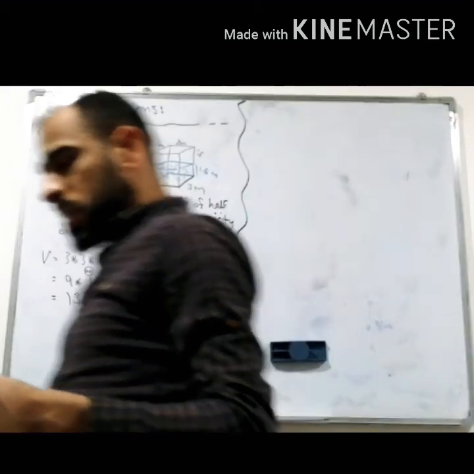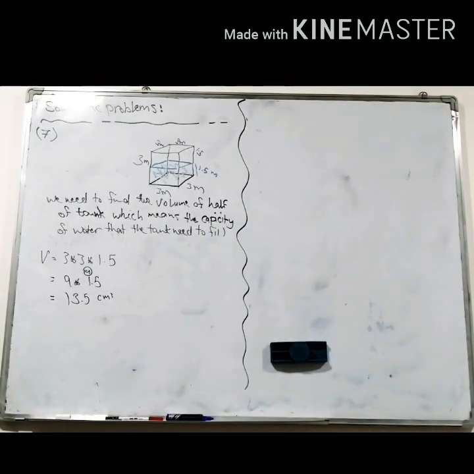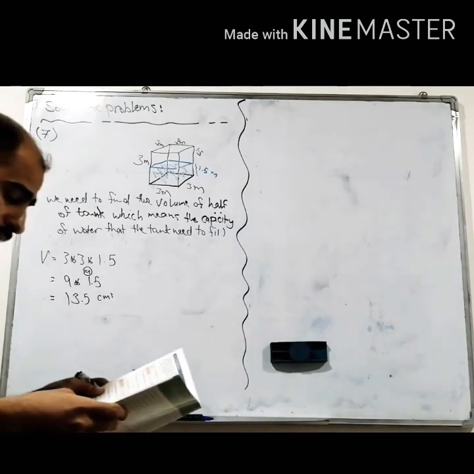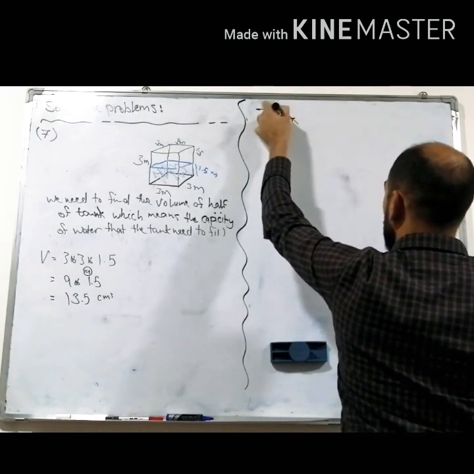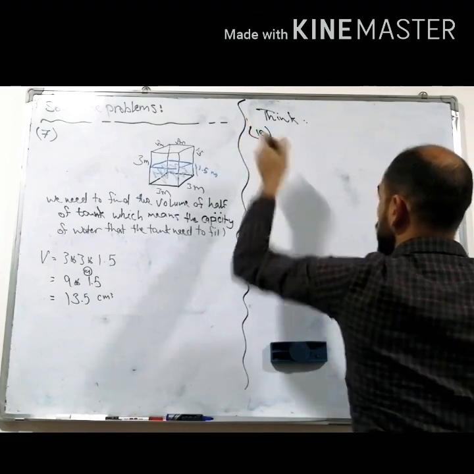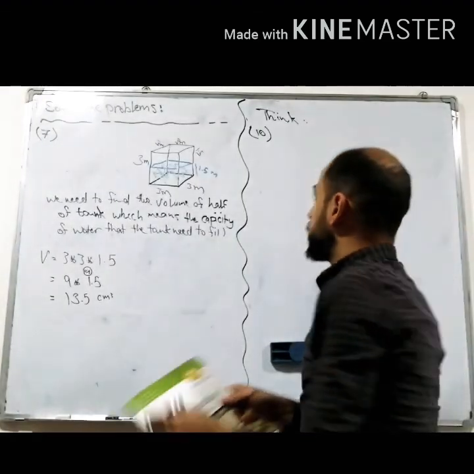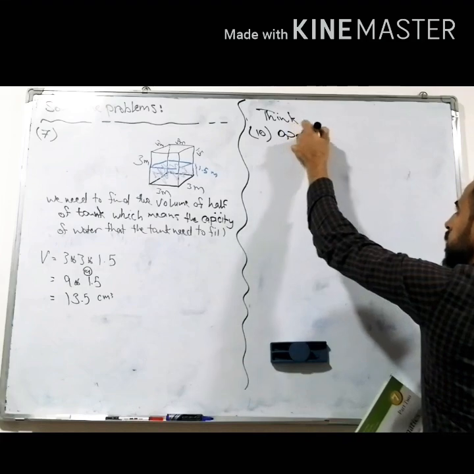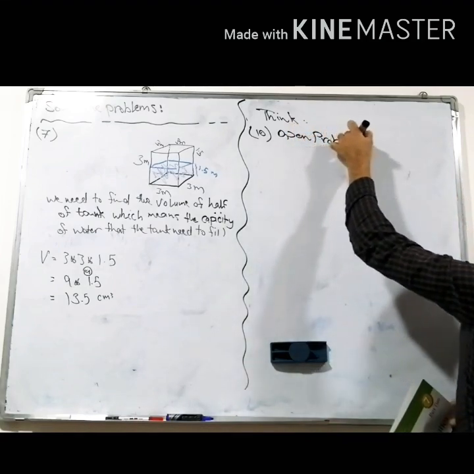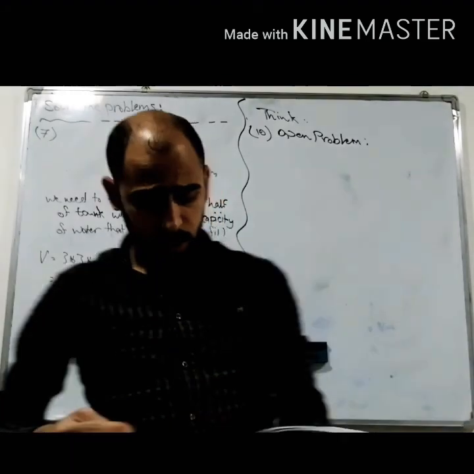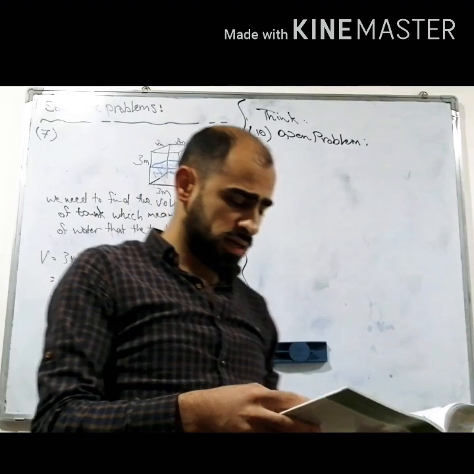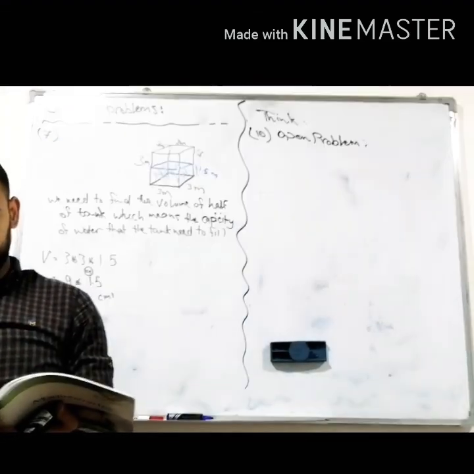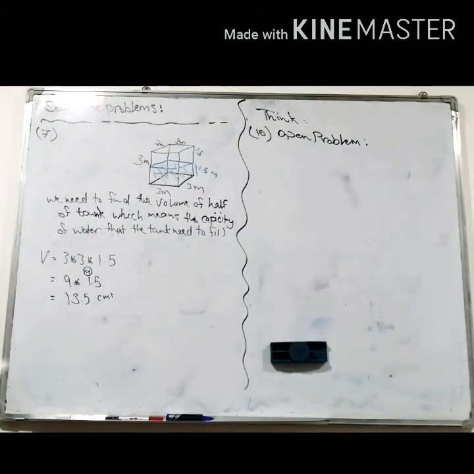The other question, number 8, is exactly like it, with exactly the same solution. Now I will take question number 10, open problems. I will read it: 3 cubes of each length 5 centimeter were put side by side. What is the resulting shape and the volume?